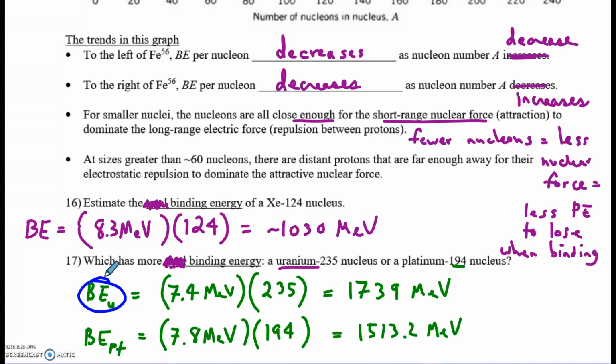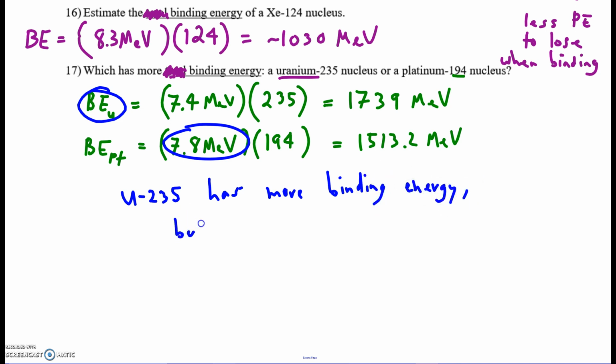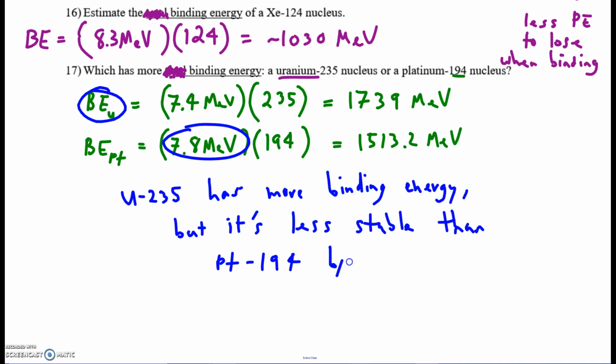But which one is more stable? Platinum is more stable because it has a higher binding energy per nucleon. That's interesting. U-235 has more binding energy, that nucleus does, but it's still less stable than the platinum-194. It might have more total binding energy, but it has less binding energy per individual nucleon.